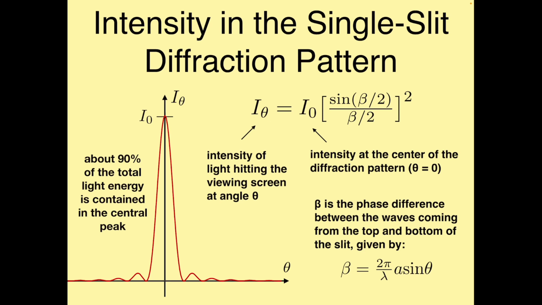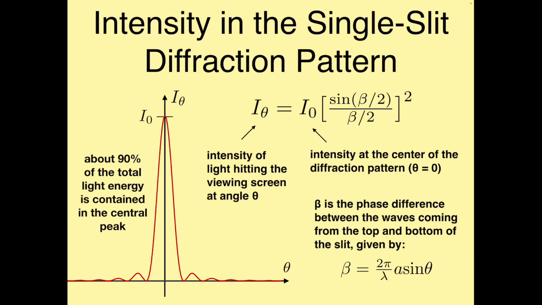I0 is the intensity at the very center of the diffraction pattern, again, where theta is equal to 0. I theta is the intensity of the light hitting the viewing screen at any other angle theta. Now beta, remember, is the phase difference between the first and the last phasor in the diagram.